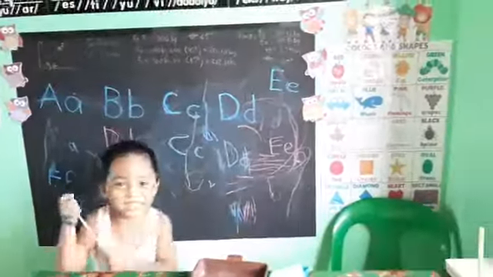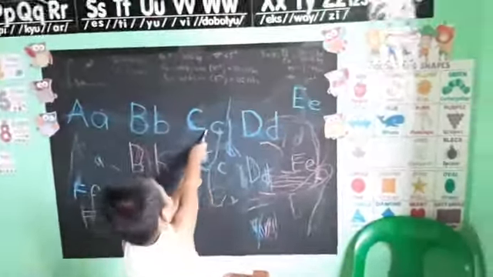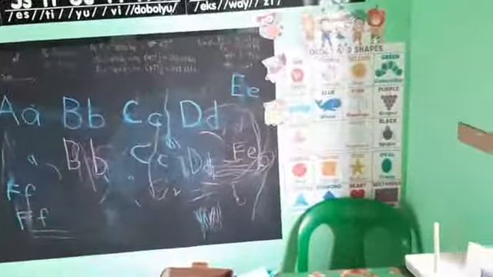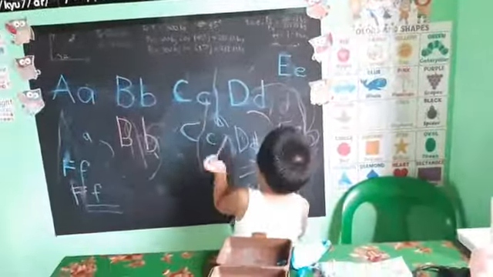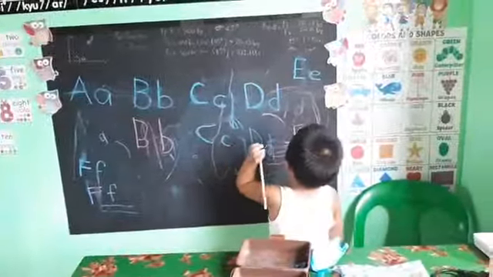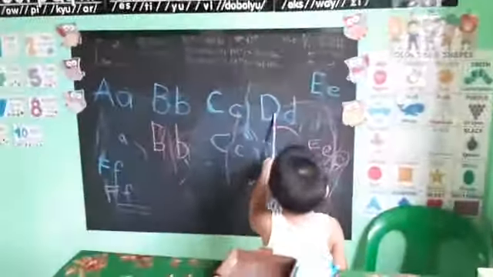Oy! Here we go again. Okay. Oh, clap for us, teacher. Very good, my classmate and I. Teacher, you clap. No! This one first. What letter is that, teacher?